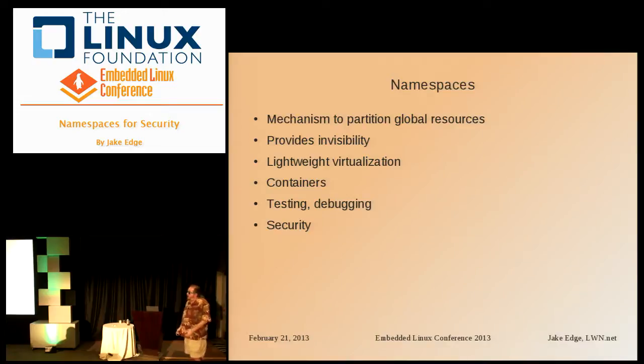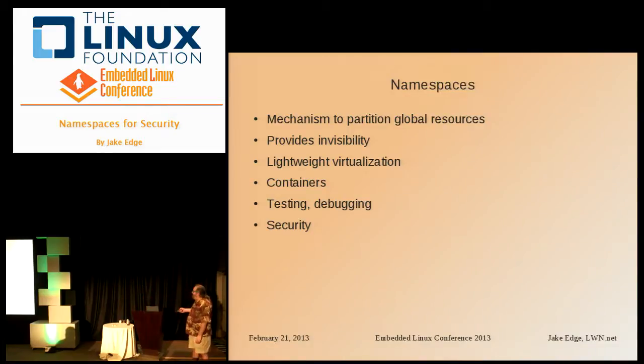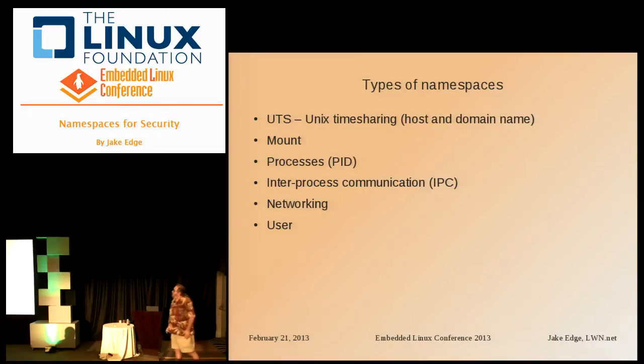There are also security uses for namespaces. Probably in my description of the separation that I described earlier, you could perhaps even see where I was headed with that. So there are six different types of namespaces currently available if you're running a 3.8 kernel anyway.